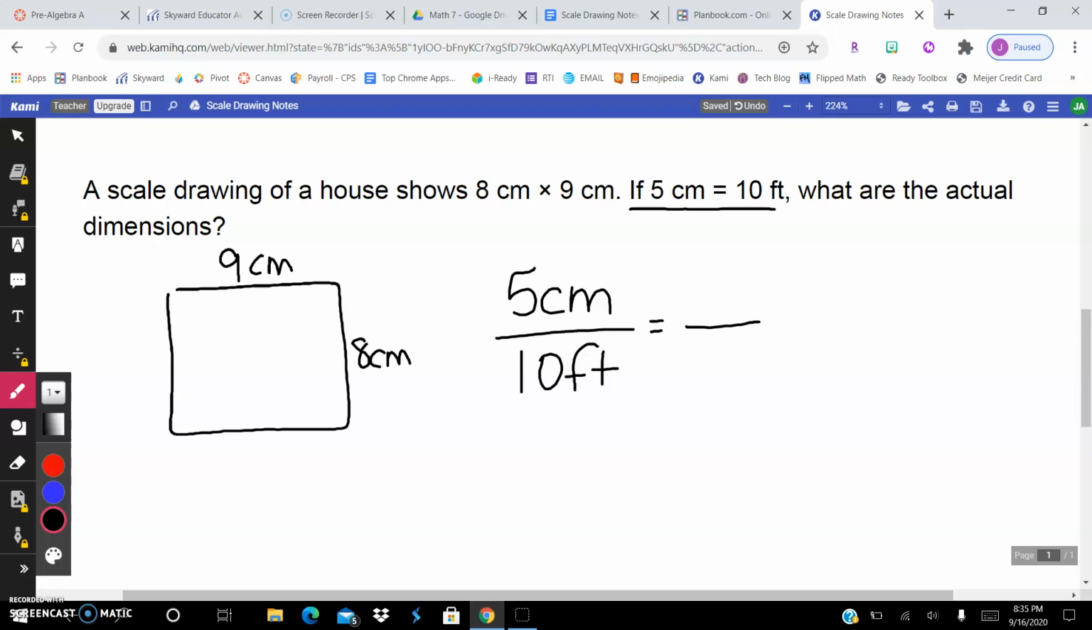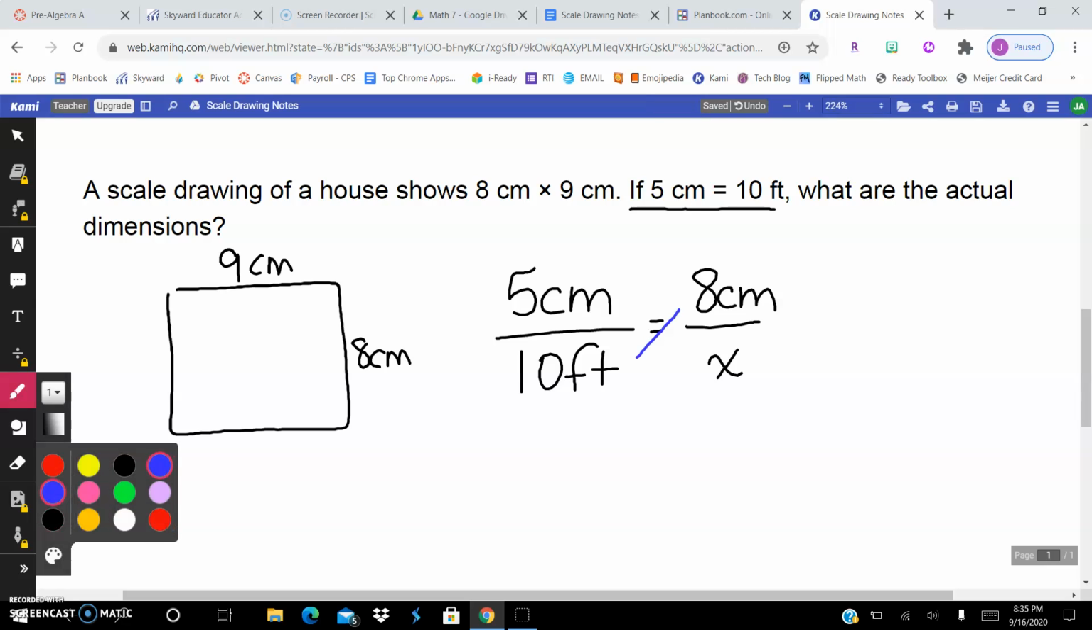equals, then we have to pick one of these. So let's change the 8 first. 8 is centimeters, so we have to keep them lined up. We're trying to figure out what the actual distance or length is there. So cross multiply. 10 times 8 is 80. And then we have to divide by what's across from the X. So divide by 5. And 80 divided by 5 is 16, and our label is feet.